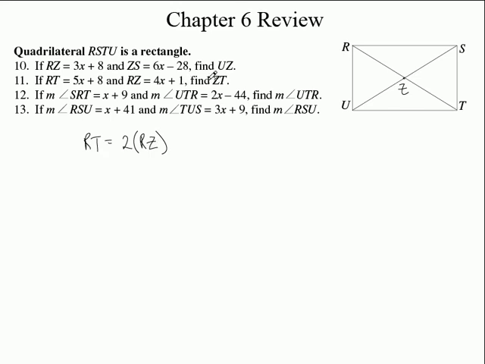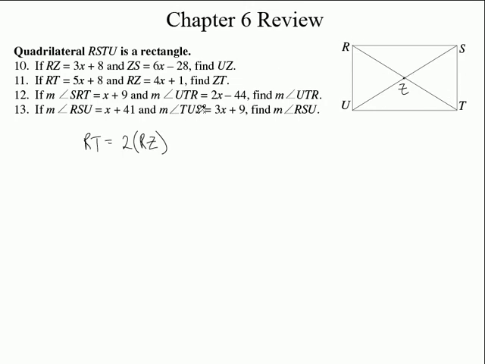It says find what ZT is. So we're just finding this little bit right here. Really, if we find RZ, it's the same thing as ZT. So again, we're not really finding ZT directly. We're finding what RZ is, understanding that these are going to be exactly the same number.